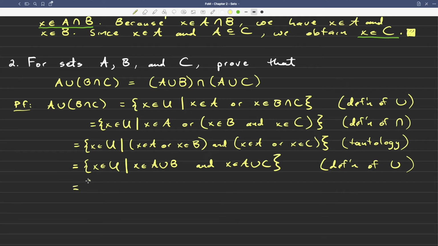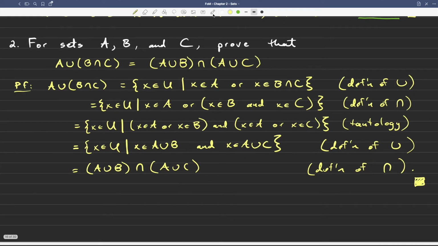And then lastly, we have X is in this set and X is in this set. That's the definition of intersection whenever you say the same element is in two separate sets. So this is just by definition A union B intersected with A union C. Definition of intersection. And that's the proof, because we've shown that the left-hand set equals the right-hand set through a sequence of equalities. So yeah, remembering the logic can be really helpful.